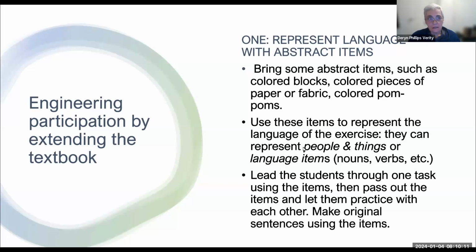Another way that you can engineer participation is by extending tasks from the textbook. This could involve some of the activities that I'm going to suggest to you today, or others that occur to you or that the students themselves suggest. And one of them, which has proven very successful in my experience with adult learners, is to bring some abstract items. Yes, you can bring actual plastic fruit or wooden blocks that look like specific things, but abstract items can actually work better with adult learners.